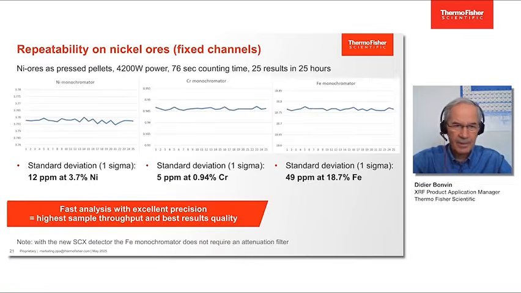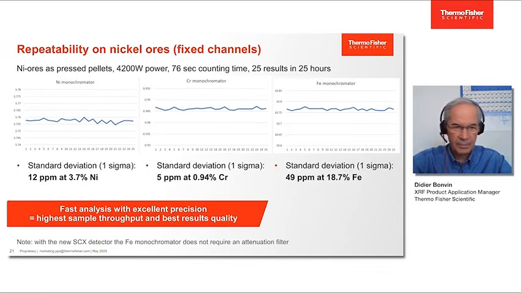Here is the typical repeatability that we get on these nickel ores. So after doing calibration curves for all the elements, we run the same pressed sample repeatedly in order to show the actual performance of the spectrometer. We run this press pellet for 25 hours, 1 measurement per hour. We get 25 results.